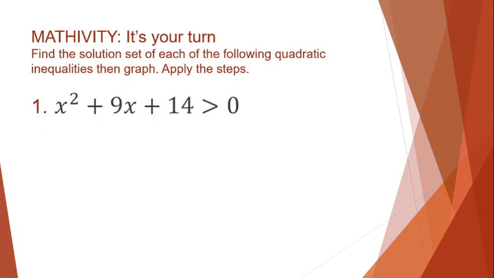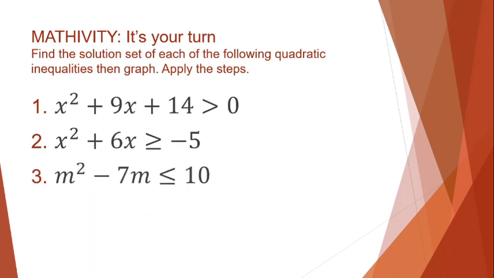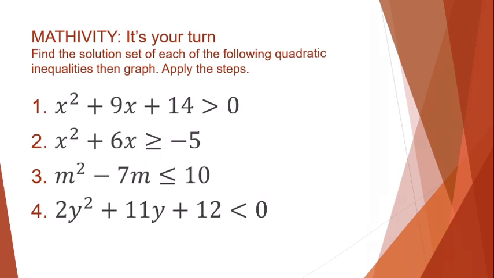So by applying the steps, we have x squared plus 9x plus 14 is greater than 0. Second one is x squared plus 6x is greater than or equal to negative 5. M squared minus 7m is less than or equal to 10. And another one is we have 2y squared plus 11y plus 12 is less than 0.